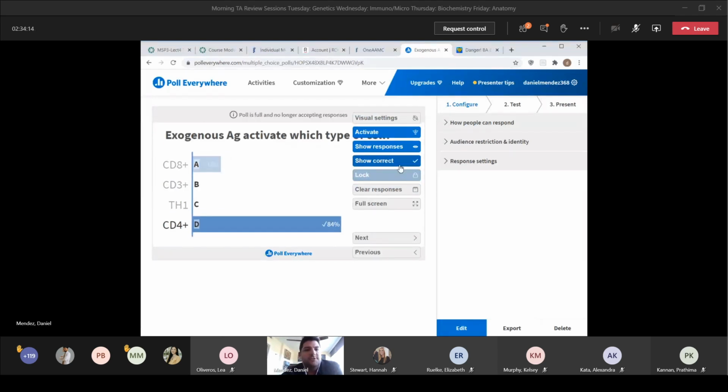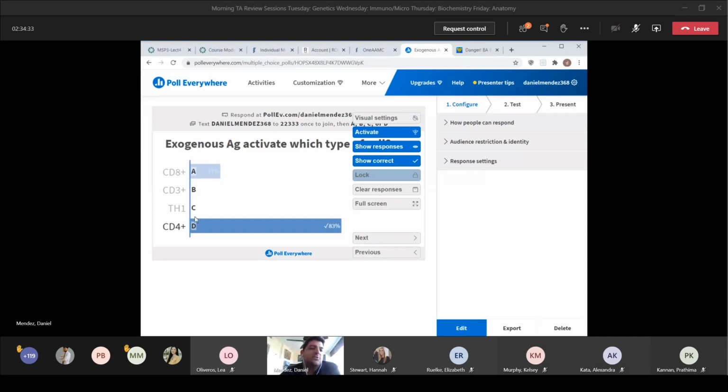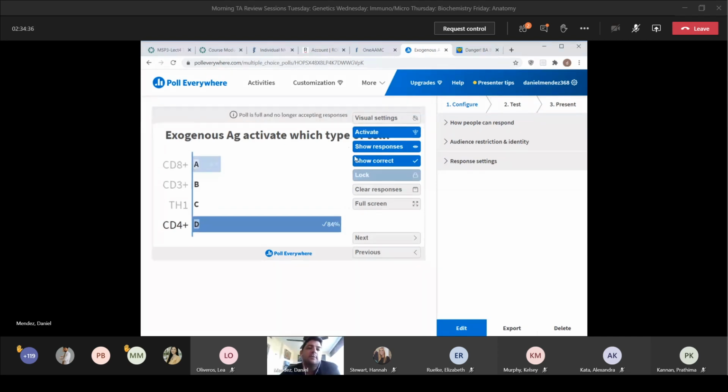So our answer being CD4 positive. Exogenous antigen is going to be outside. So bacterial, that's going to be CD4. CD3 is just the cluster of differentiation that is used for the T cell receptor and the B cell receptor to actually bond to the cell membrane. CD8 is going to be endogenous, and CD8 and Th1 are very similar.